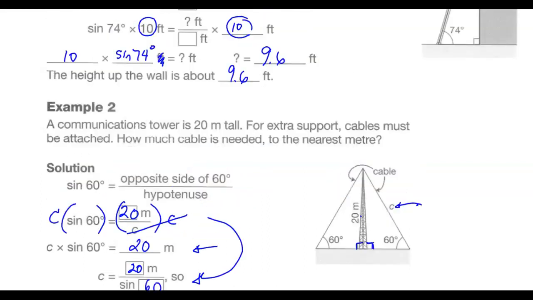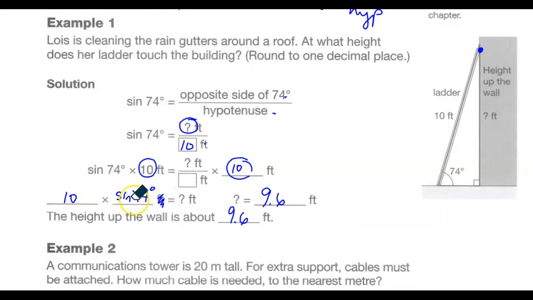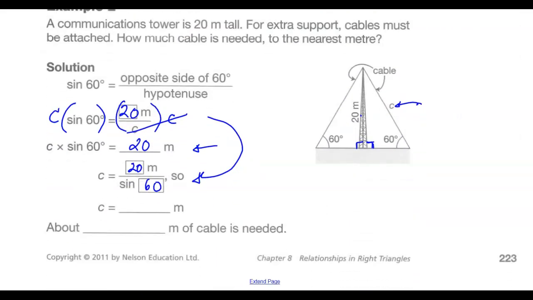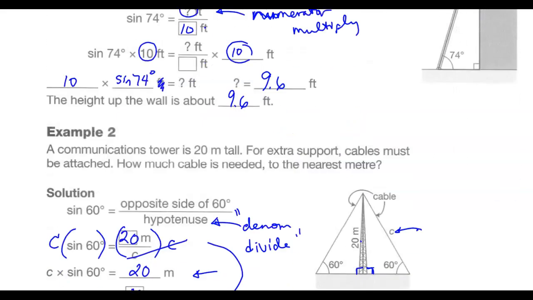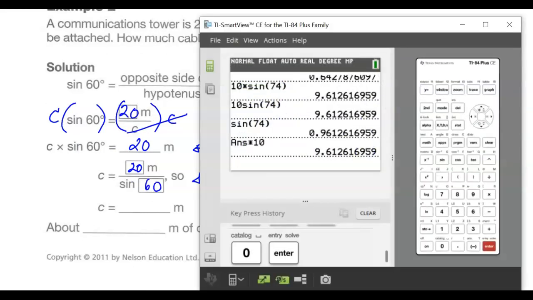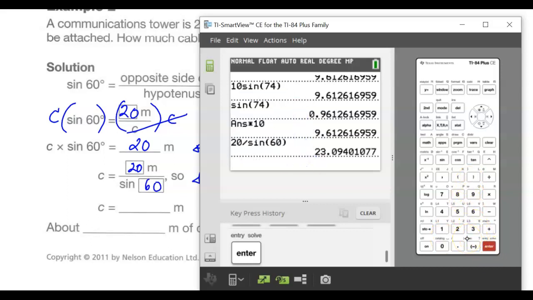So remember back up in the last one, we multiplied the sine ratio by 10. Now we're dividing 20 by the sine ratio. So when you're looking for where your unknown is in the denominator, then we divide. Two D's there. So denominator, divide. Numerator, we multiply. So the unknown's in the numerator, so we end up multiplying. So NM DD. All right, so in your calculator, you go 20 divided by sine of 60. Close the brackets. So 23.1.